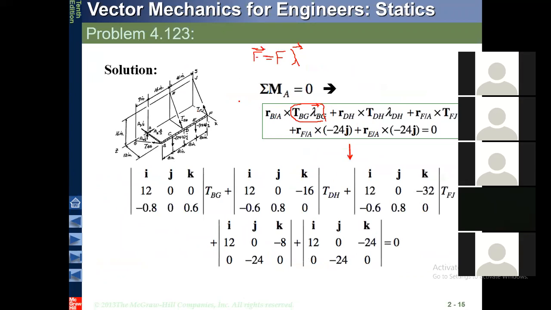So first you have to derive the distance vector from B to A for the force TBG, from D to A for force TDH, and from F to A for force TFJ. So this is also not right because it has to be DH.